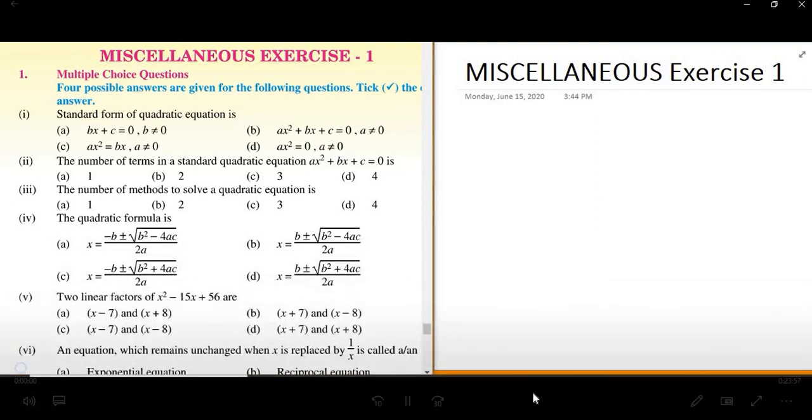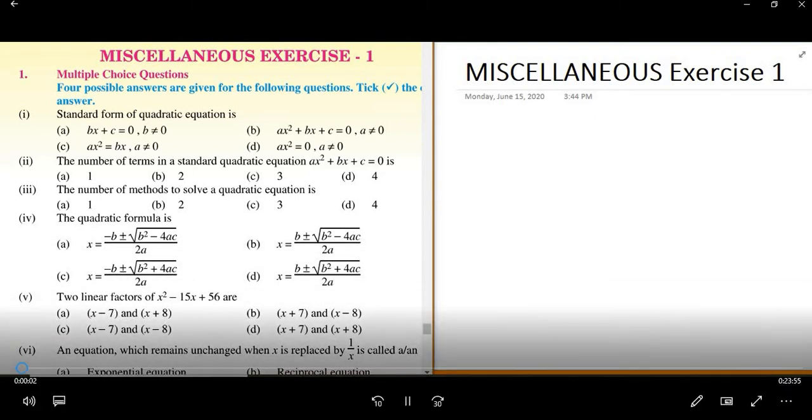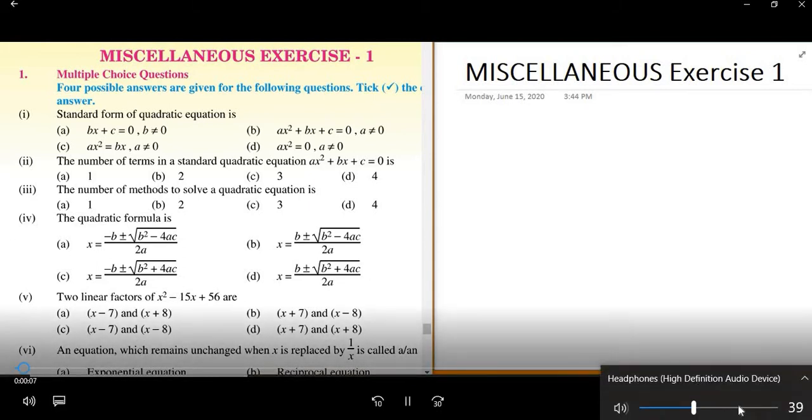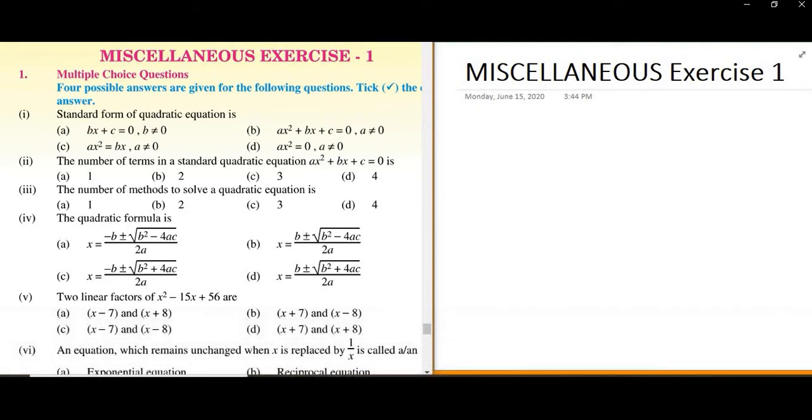I welcome you all. Today we are going to discuss exercise 1, multiple choice questions. Four possible answers are given for the following questions. Take the correct answer.